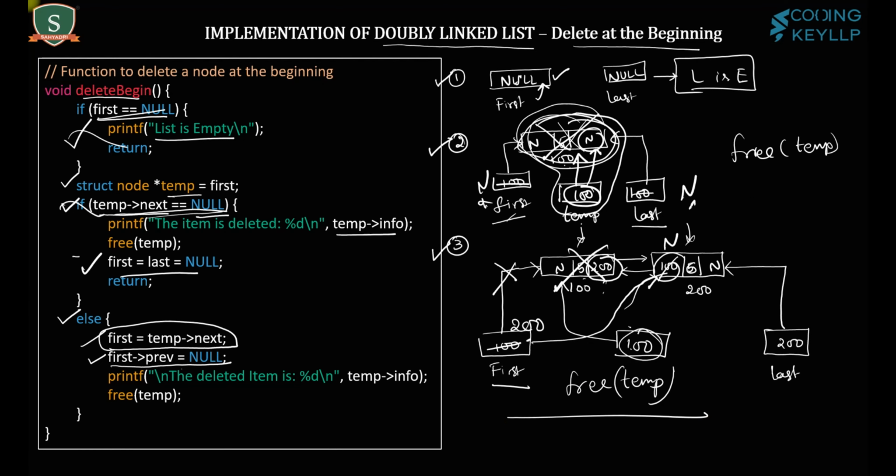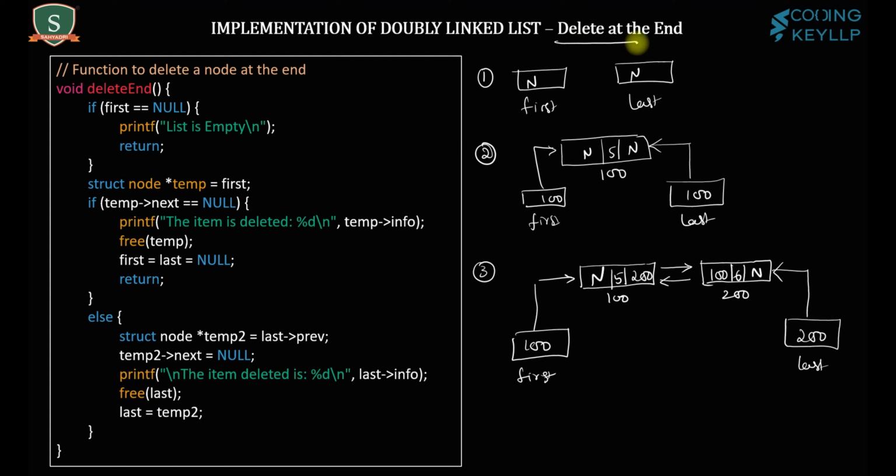Similarly, we will see the delete at the end. Doubly linked list, delete at the end, so deleting the last node. Here also come three conditions. What if the doubly linked list is empty? What if you have only one node in the doubly linked list? What if you have more than one node in the doubly linked list?